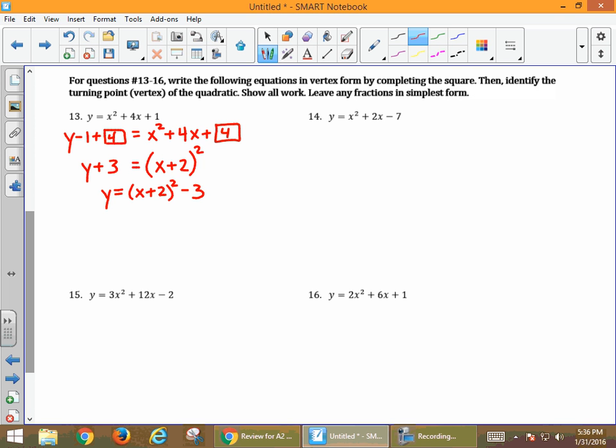To find the vertex, x plus 2 tells me my x value is negative 2, and on the outside is a minus 3. So my vertex is negative 2, negative 3. Number 14, clear the constant first. Add 7.